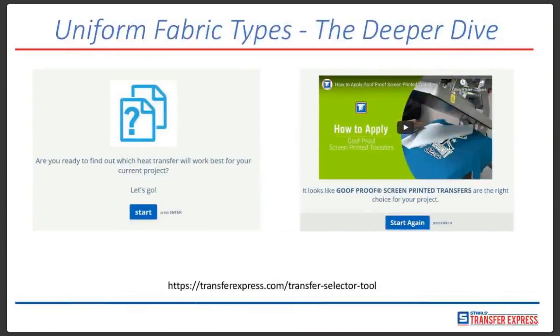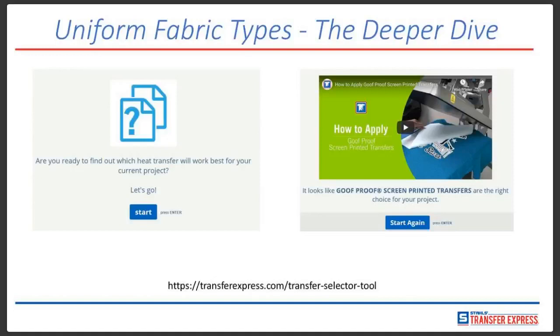But also, what's really nice that we came out with not too long ago is a tool you can actually use yourself to help determine the best transfer type. If you just go to transferexpress.com, at the very top of the home page, there's a little section with a magnifying glass that says, how can we help you? In there, if you just type in the words transfer selector, you'll be able to pull up our transfer selector. On the left here, we have a little image of what it looks like. And it says, are you ready to find out what heat transfer is going to work best for your project?